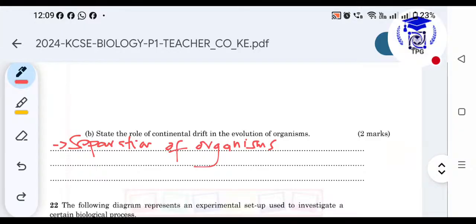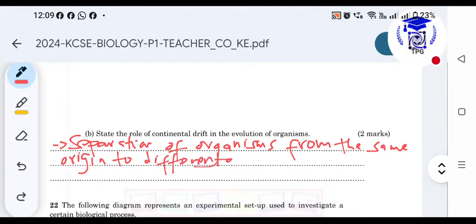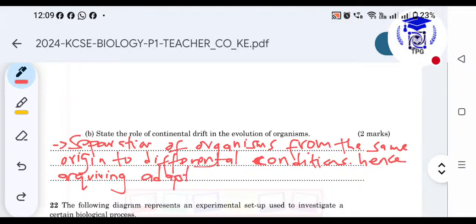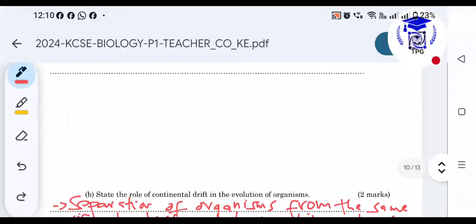And these organisms were separated from their initial origin, or from the same origin, to different environmental conditions, hence acquiring adaptive characteristics. Number 22, that is also evolution.